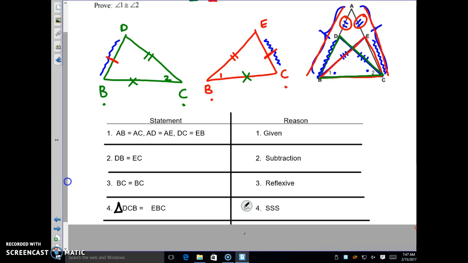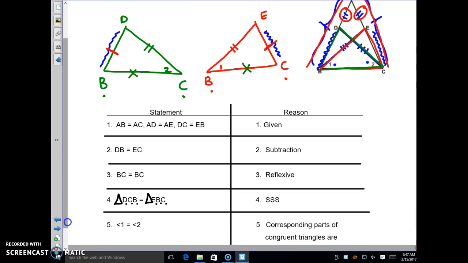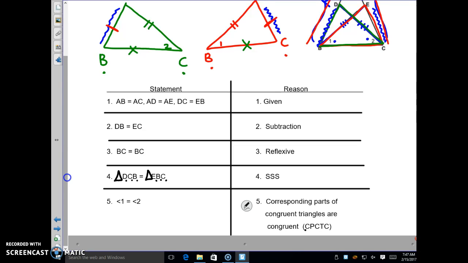Again, please make sure you use the triangle symbol. Please make sure that you have corresponding letters in the same spot. D corresponds with E. C corresponds with B, and B corresponds with C, going back and forth in those triangles. We have to prove angle 1 is congruent to angle 2. Those are corresponding parts. And so therefore you use corresponding parts of congruent triangles are congruent. Again, CPCTC is okay if you can remember that.